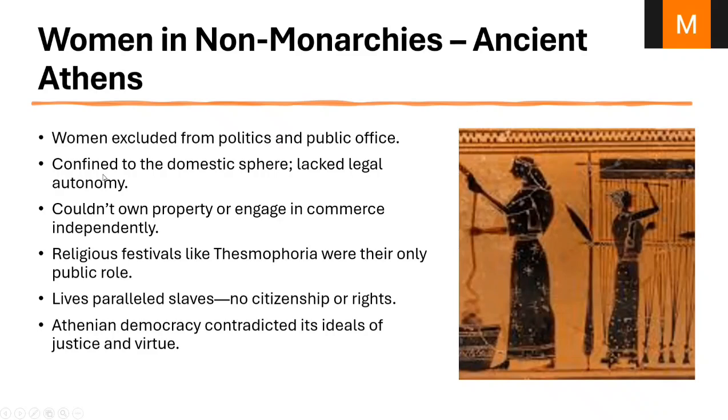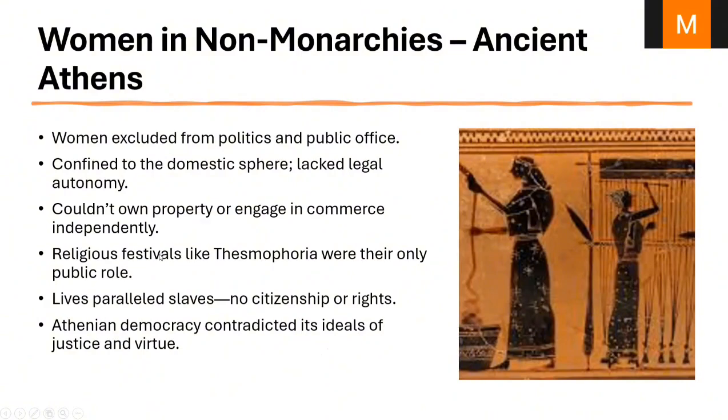Instead, women were confined to a domestic sphere with their movement and action heavily restricted. They lacked legal autonomy and were always under the guardianship of male relatives, either a father, husband, or a son. Then move to the third point. Women could not own property in their own name, nor could they conduct business or engage in commerce independently.